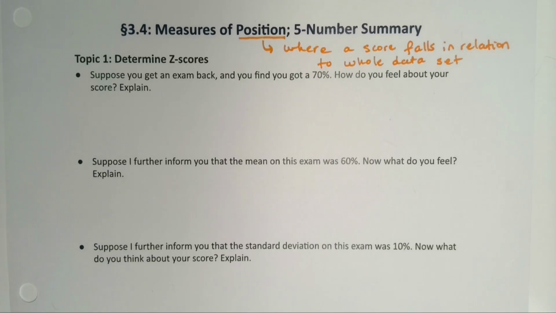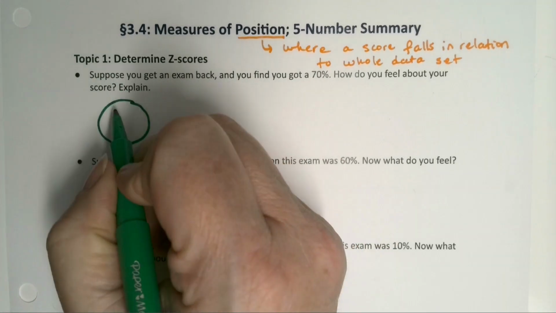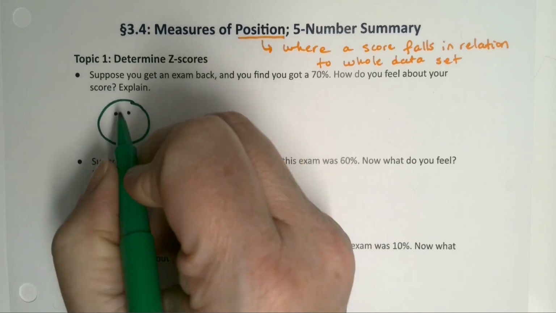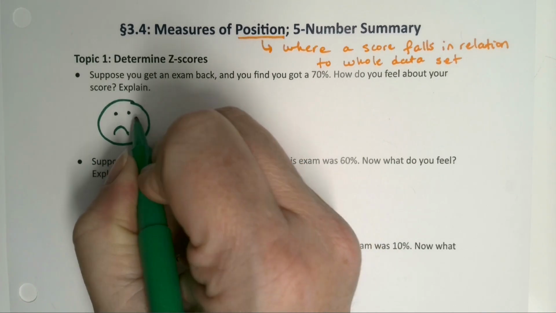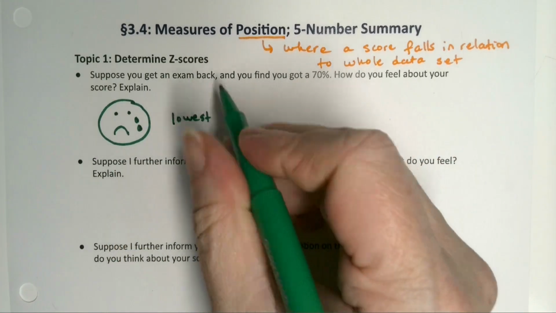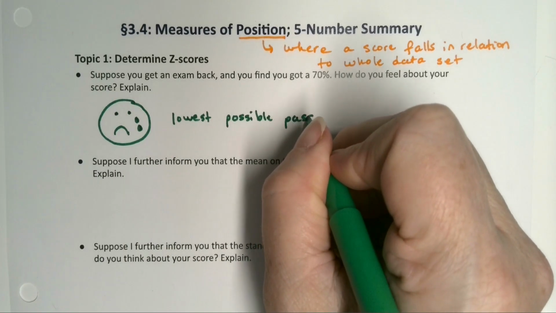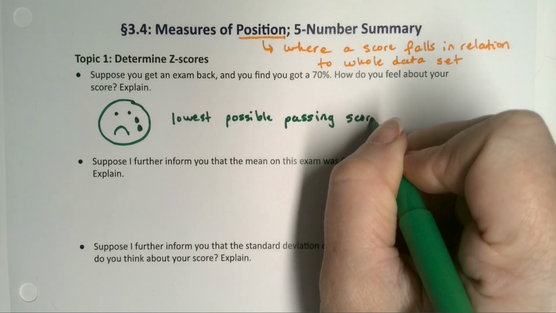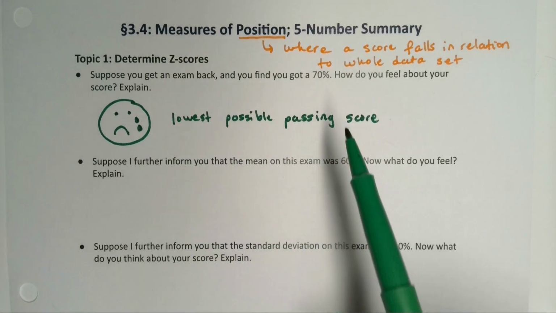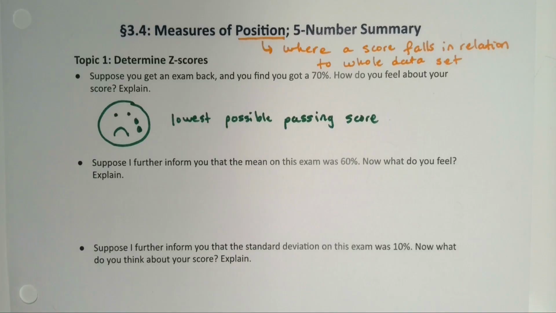Suppose you get an exam back for this class and you find that you got a 70%. How do you feel about that score? Well, it depends on personality, of course, but in general, students that get a 70% are not very happy. Even though it's passing, they're not happy because it's the lowest possible passing score, and they know they have to make it through another exam. That's just a raw measure of what they're feeling about their actual score. So their score is 70, and they're not feeling super great about it.